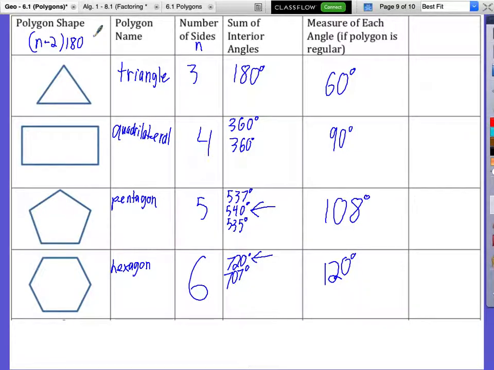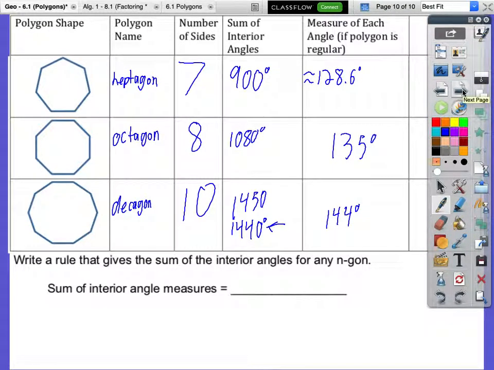Okay, so Owen has this idea that if we take the number of sides of the polygon, subtract 2, and multiply by 180, we'll get the sum. Does this hold true for the first one? 3 sides, 3 minus 2 is 1, times 180. 4 sides, 4 minus 2 is 2, 2 times 180 is 360. 5 sides, 5 minus 2 is 3, times 180 is 540. 6 sides, 6 minus 2 is 4, 4 times 180, 720. And it keeps going throughout all of these. 7 minus 2 is 5, 5 times 180 is 900. 6 times 180 is 1,080. 8 times 180 is 1,440.